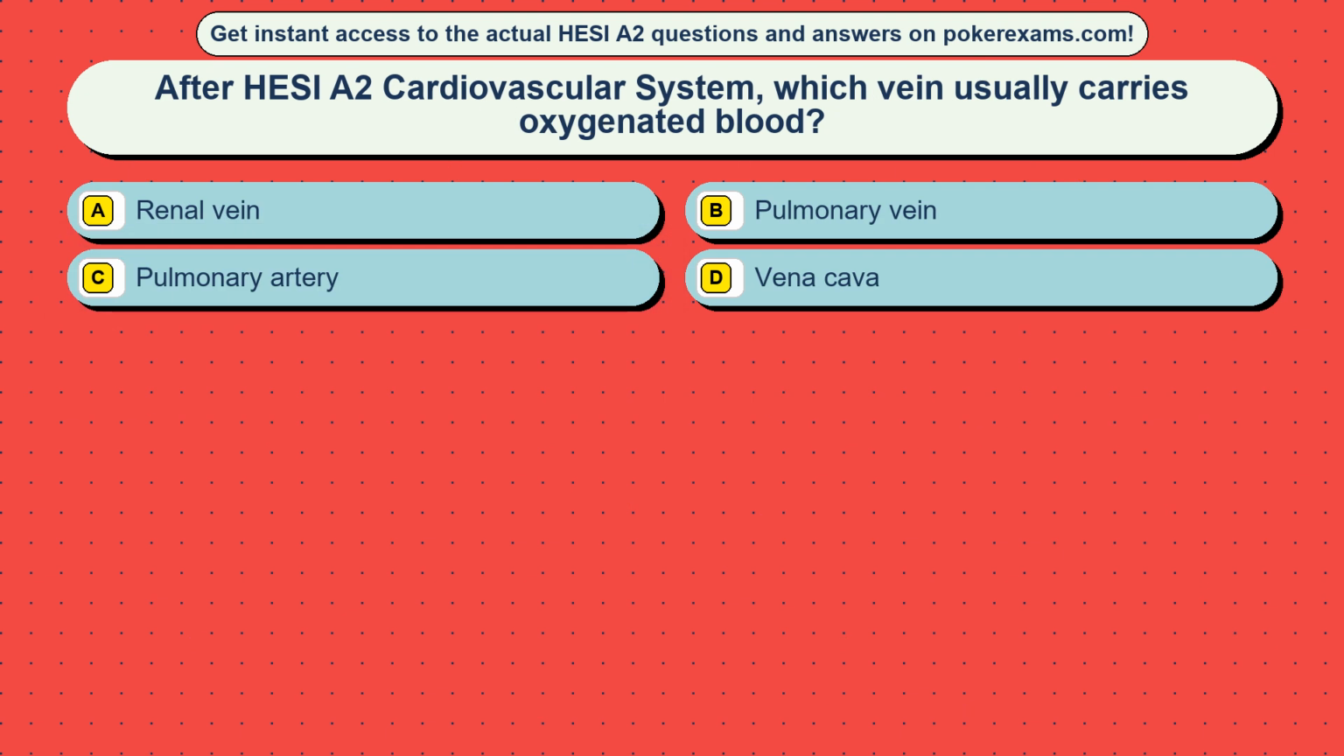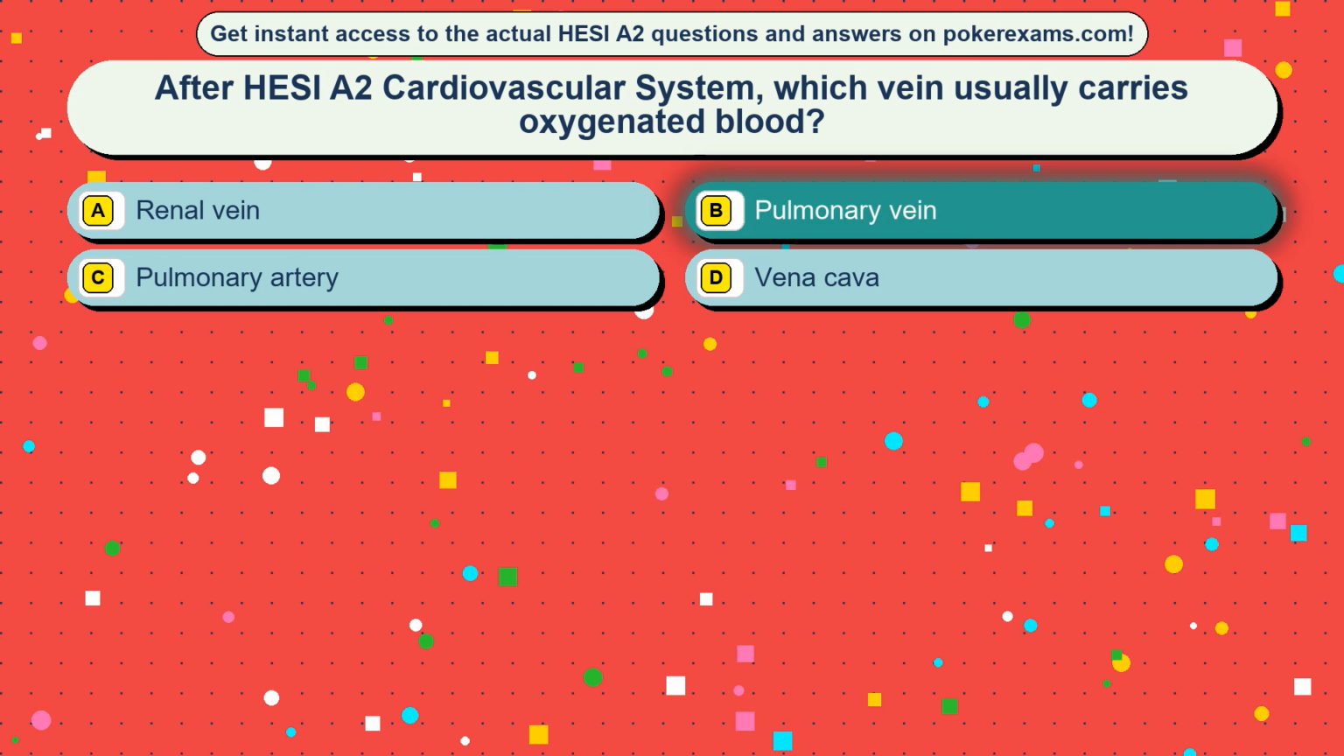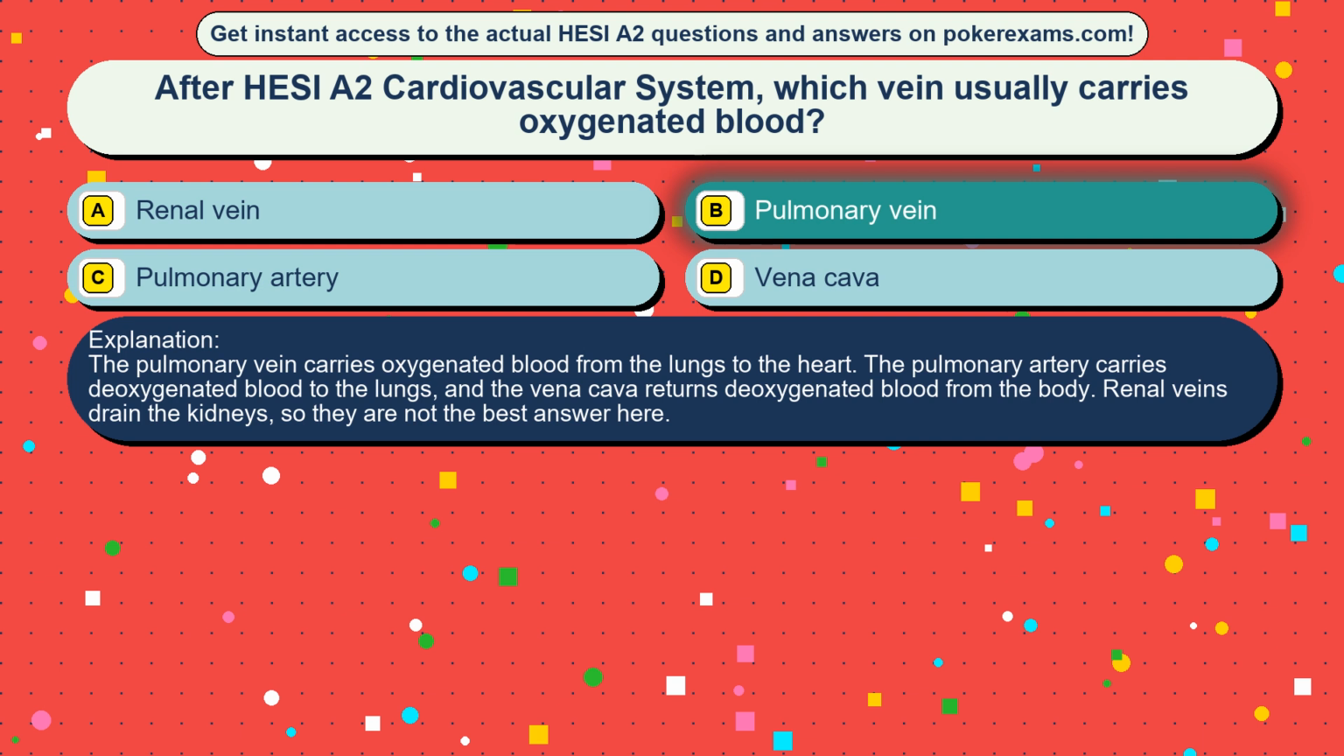Question 36. After HESI A2 cardiovascular system, which vein usually carries oxygenated blood? Option A renal vein, option B pulmonary vein, option C pulmonary artery, option D vena cava. The correct answer is option B, pulmonary vein. The pulmonary vein carries oxygenated blood from the lungs to the heart. The pulmonary artery carries deoxygenated blood to the lungs, and the vena cava returns deoxygenated blood from the body. Renal veins drain the kidneys, so they are not the best answer here.